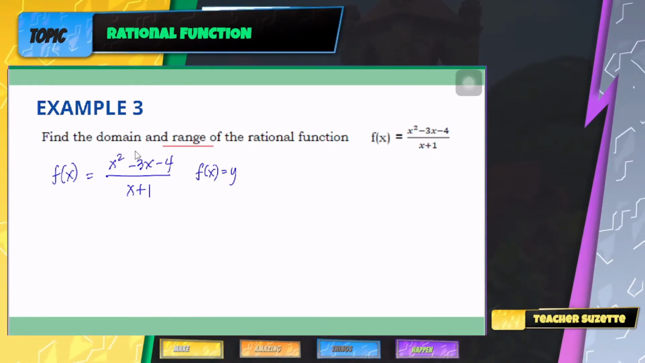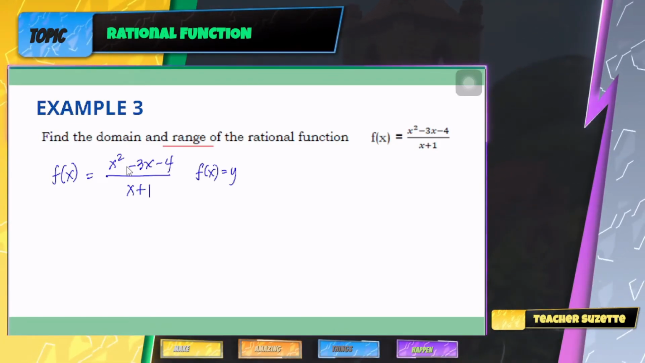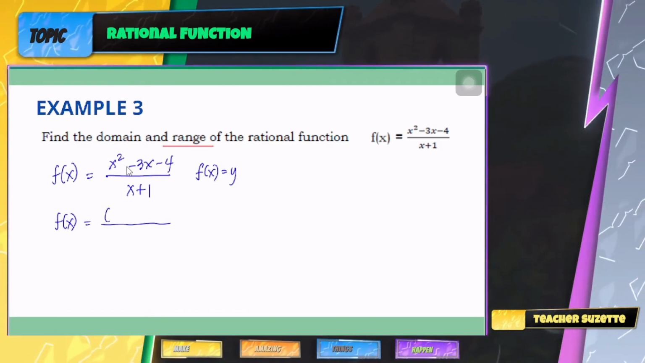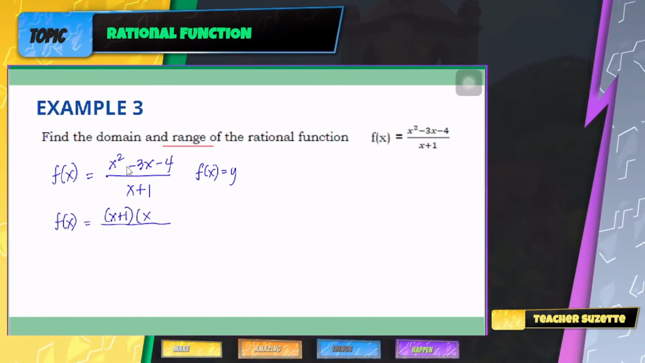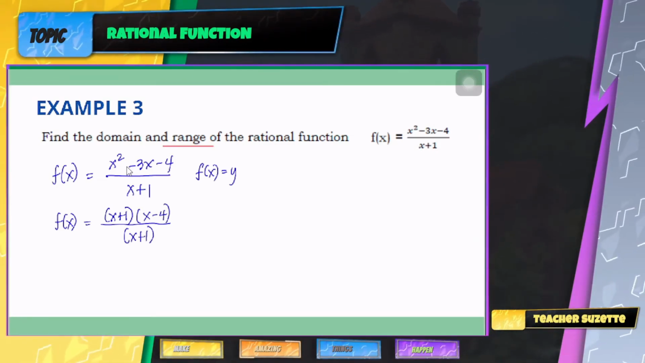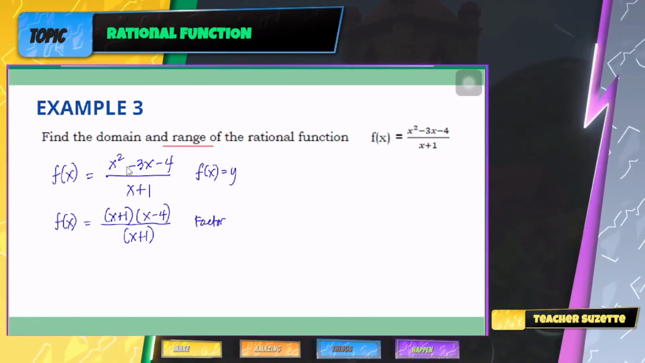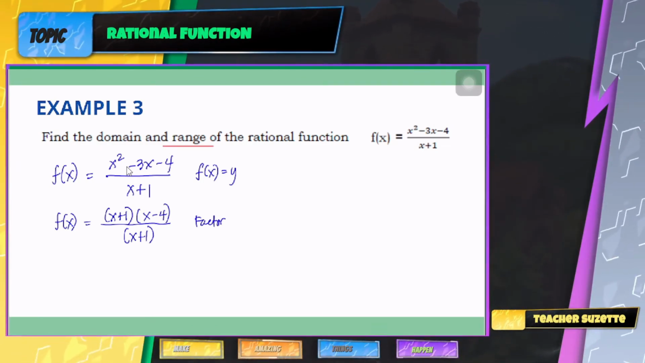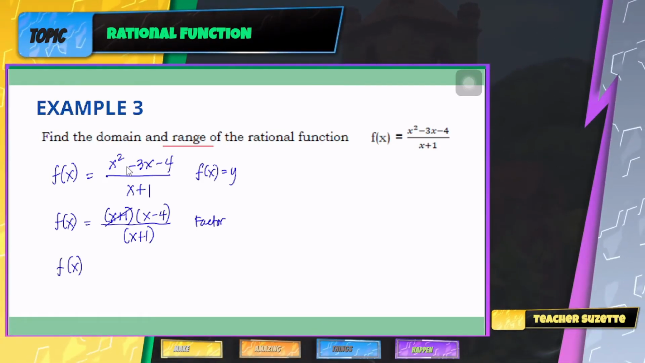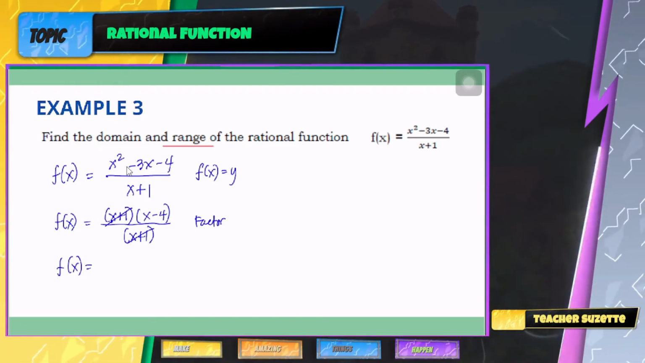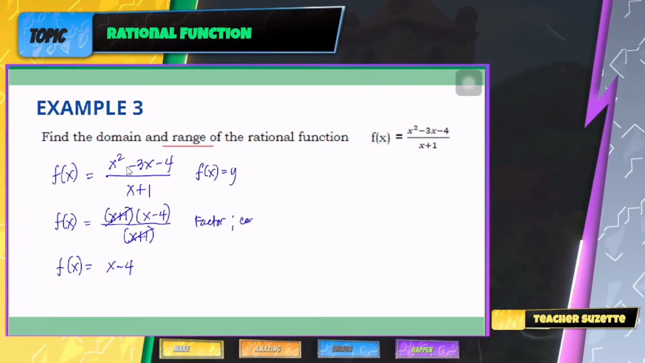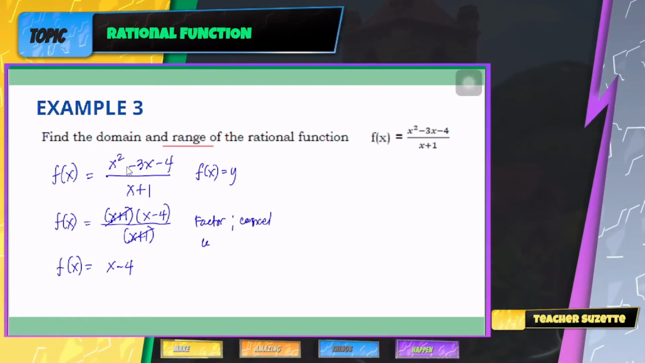Especially our numerator, we can still factor it out. So, we can factor it so that it becomes x plus 1 times x minus 4 all over x plus 1. From here, you can easily see that we have a common term. So, we cancel out our common term, and you will have x minus 4 left. So, after you factor, you cancel common terms.